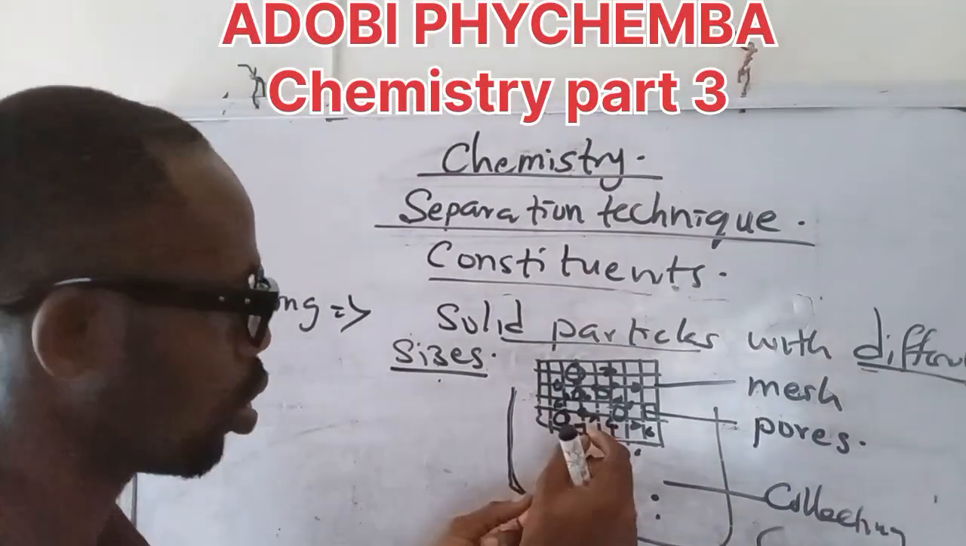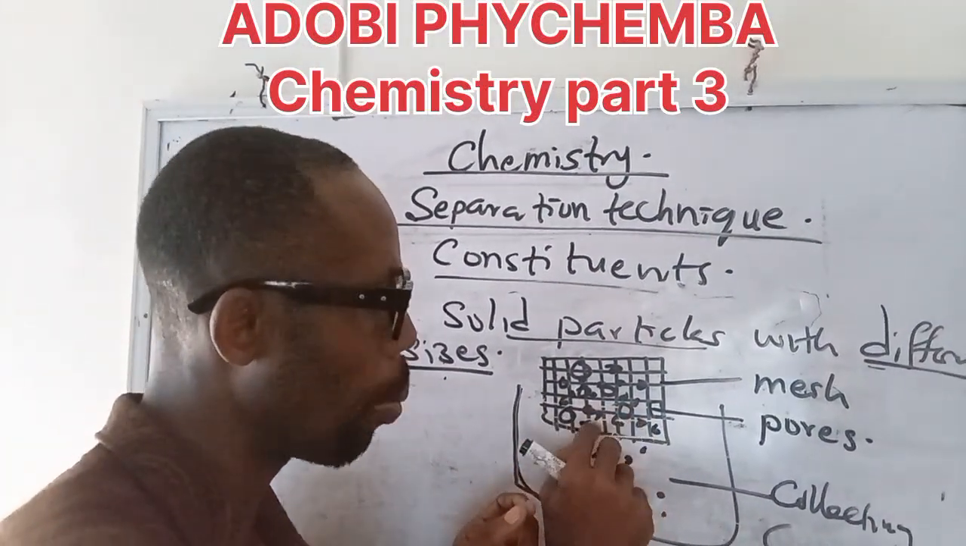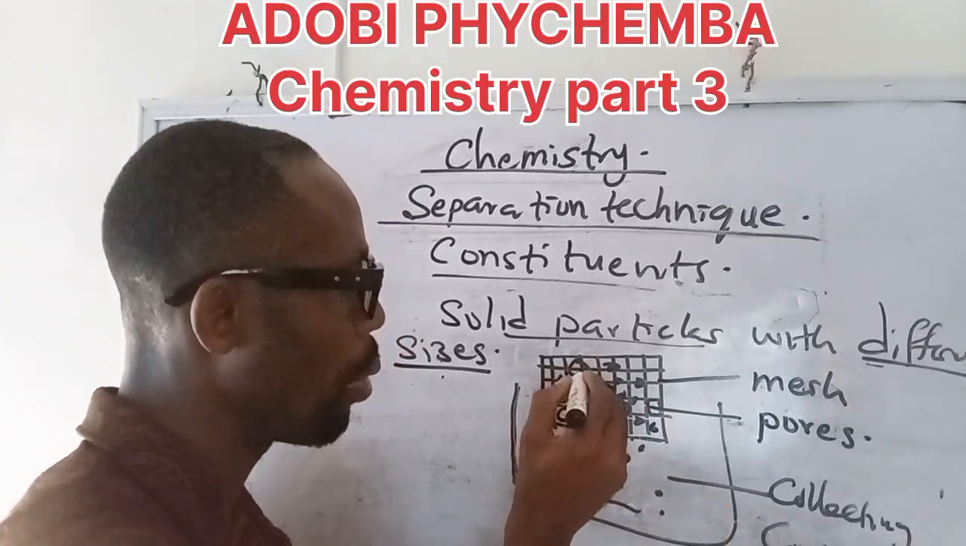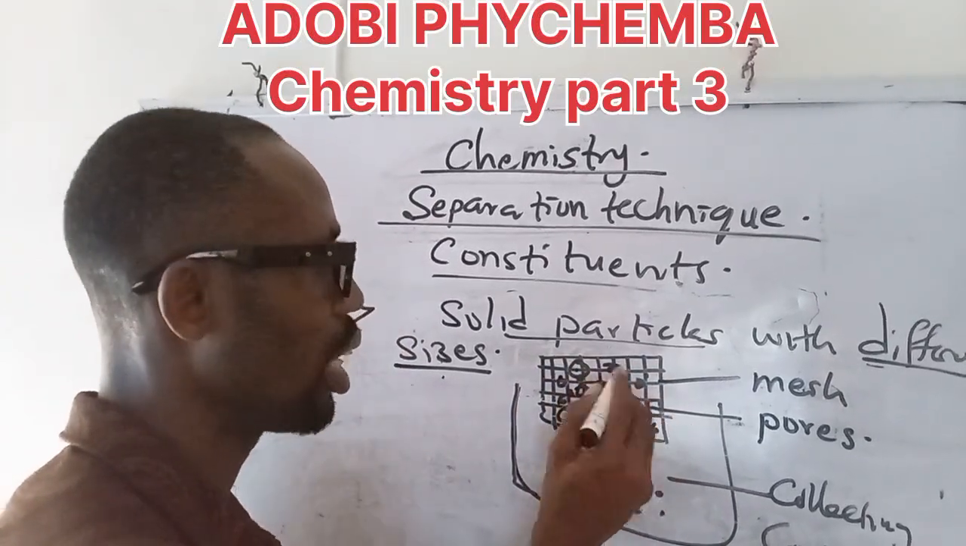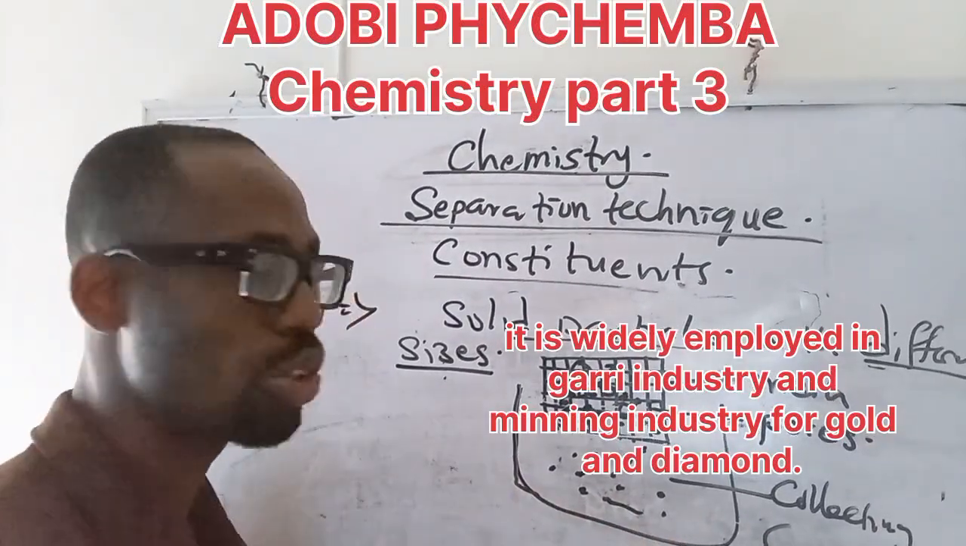At those pores, the particles that are tinier than the pores go through, leaving behind the bigger sizes on the mesh. This sieving is widely employed in the garri industry.